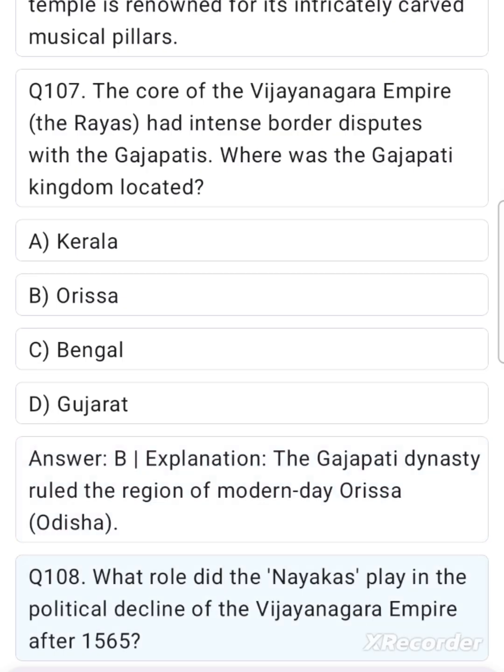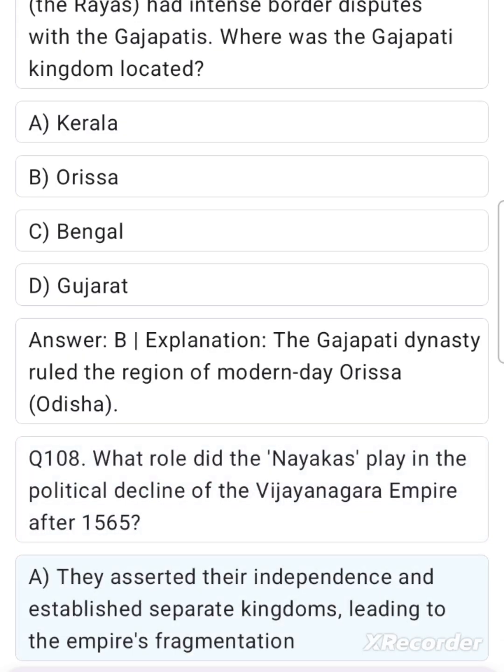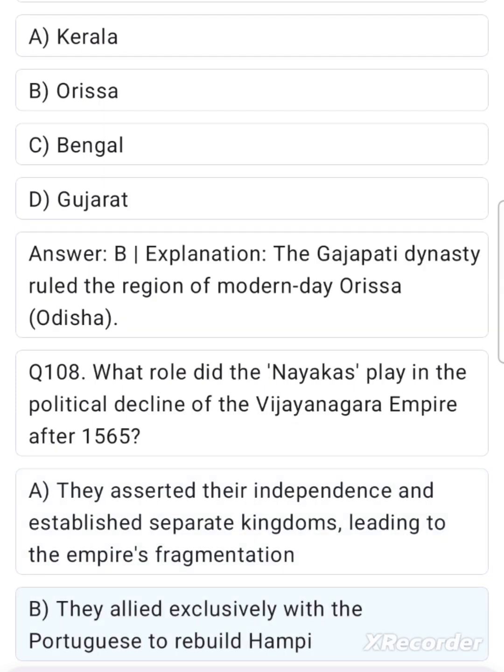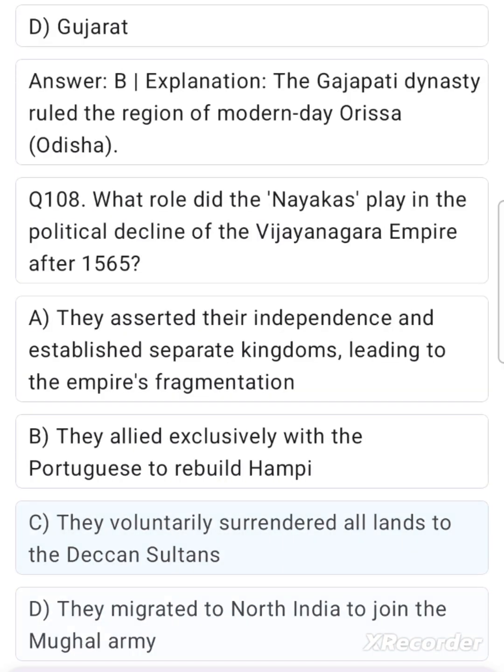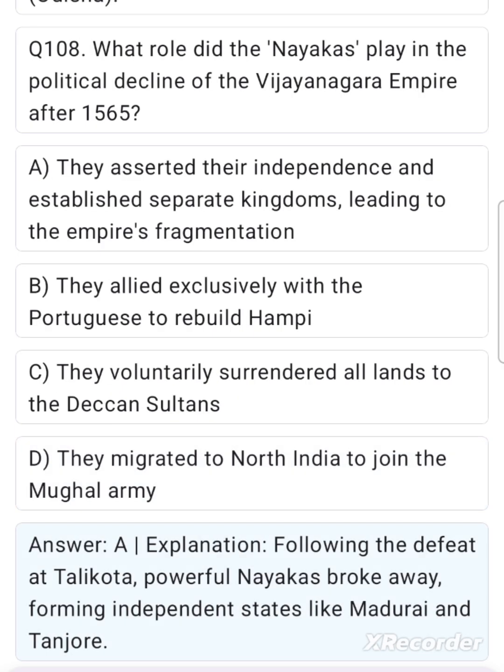Q108. What role did the Nayaka play in the political decline of the Vijayanagara Empire after 1565? A. They asserted their independence and established separate kingdoms, leading to the empire's fragmentation. B. They allied exclusively with the Portuguese to rebuild Hampi. C. They voluntarily surrendered all lands to the Deccan Sultans. D. They migrated to North India to join the Mughal army. Answer. A. Explanation. Following the defeat at Talikota, powerful Nayaka broke away, forming independent states like Madurai and Tanjore.